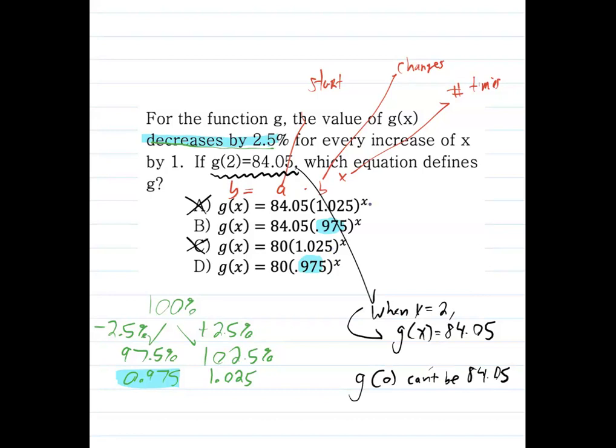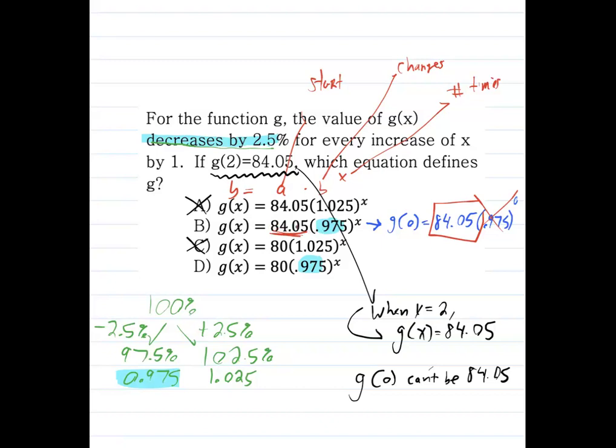Because if you plugged in a number, like let's say right here, we plug in 0, G of 0 would be 84.05 times 0.975 to the 0. Now anything to the 0 power equals 1. So this would all drop away and we would get 84.05. So if the starting number right here is 84.05, that's what your f of 0 or your G of 0 would be equal to. That's what you're going to have when x equals 0.